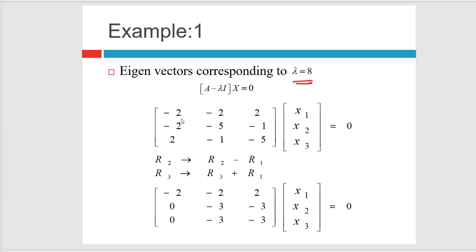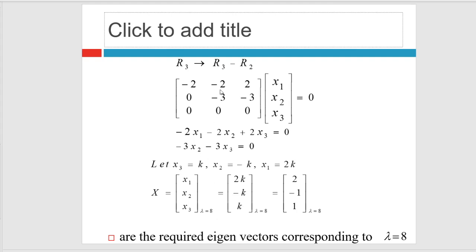Substitute the values in the diagonal elements, the remaining values are as they are, then reduce this by forming 0 in the first column using R1, then we get this. Then form 0 in the second column using a row operation, then the third row is completely 0, then we get two equations.